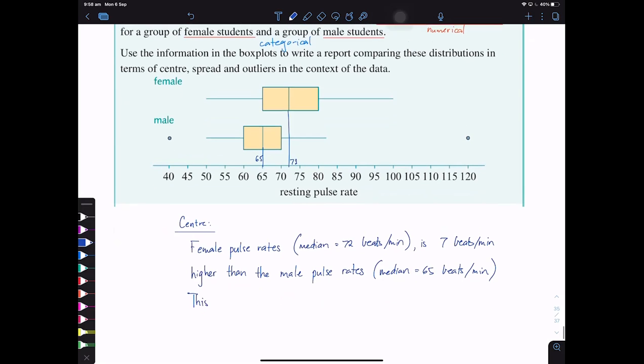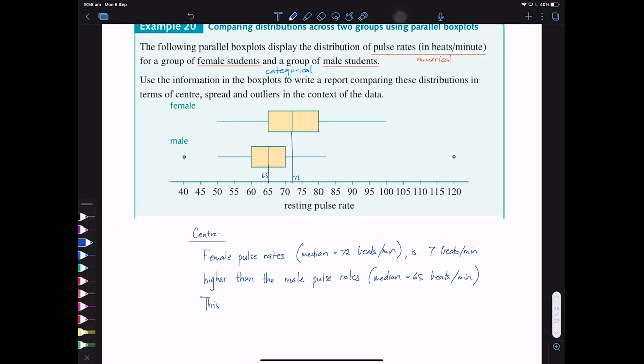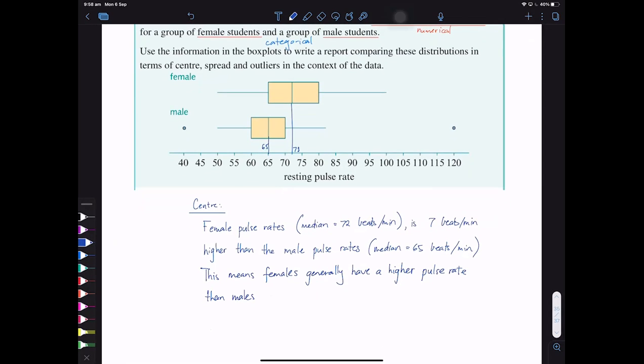And what does this mean? It just means that females generally have a higher pulse rate than males. So comparison, conclusion. That's one idea down.